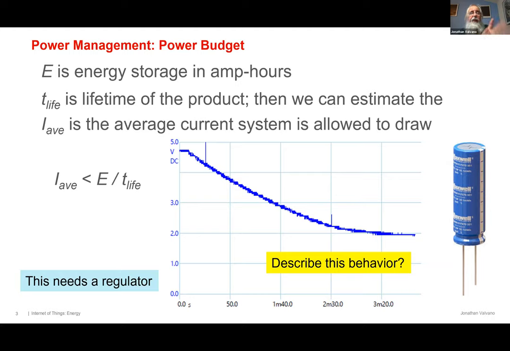I warn you right ahead, this is not correct. And we'll see some slides later on that this is actually not correct. But this is a behavior of a system. You can see it only lasted 3 minutes. What shape is this curve? It charged up to whatever, 4.7 volts. And then in the run mode, it dropped. That's the voltage versus time plot.